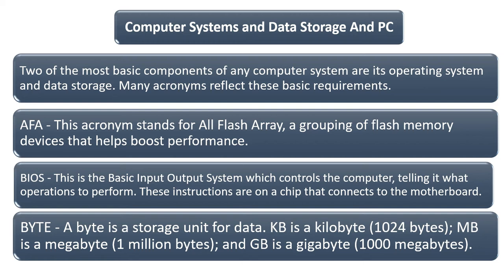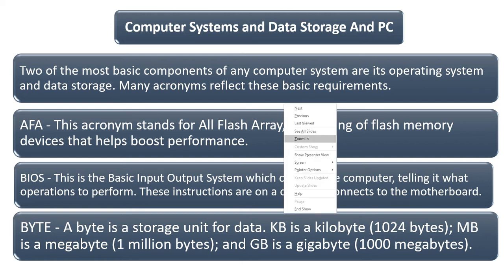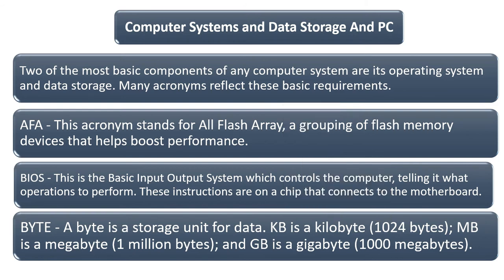Two of the most basic components of any computer system are its operating system and data storage. Operating system we have already discussed. It is an interface between system and user. Data storage means the capacity of a machine to store data, like memory, primary memory, secondary memory. We have discussed all these topics. So many acronyms reflect these basic requirements. So the first term and abbreviation is AFA.